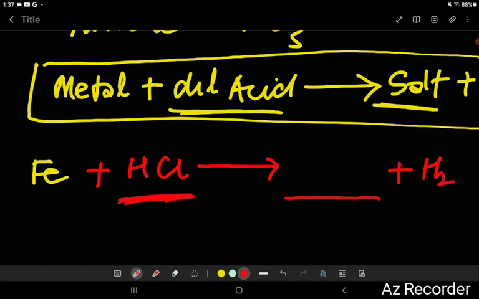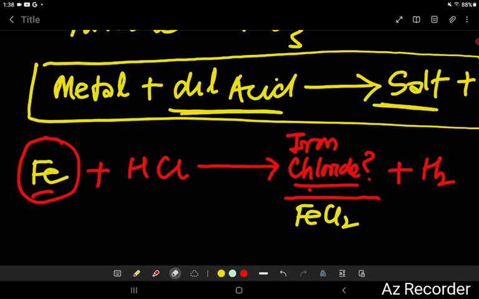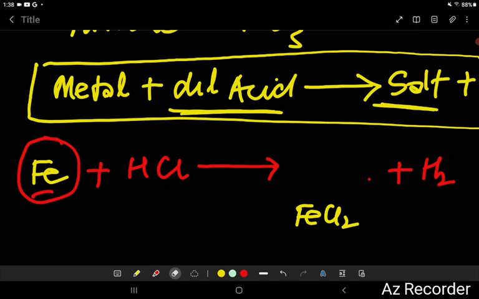Here, as I have told, you have to prepare chloride salt, and which chloride will be formed depends upon the metal you are going to take. Here you are taking iron, so you will get iron chloride. So you should write here iron chloride. But in the chemical reaction, you should use the formula of the compound. So we have to write here FeCl2, iron second chloride. After that, you have to balance the reaction. How to balance the reaction? See here. This is the name, iron second chloride.